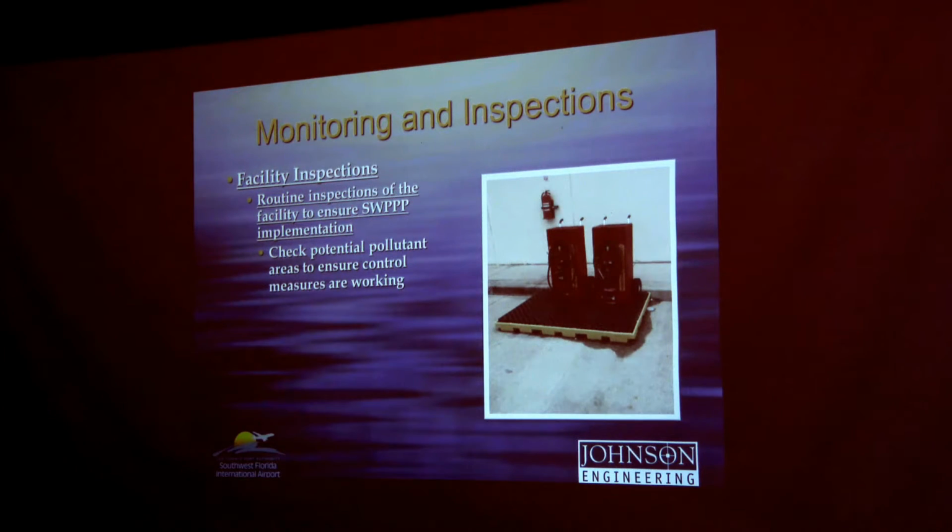Check potential pollutant areas to ensure that control measures are working. These two tanks are sitting on an appropriate size secondary containment. However, we had just received a pretty big rain, and the containment area was filled with water. So these areas need to be checked. If there's no sheen on the water and there's no pollutants in the water, then we need to get that pumped out so that when the next rain comes, it doesn't float the oil out of the containment area and onto the tarmac.